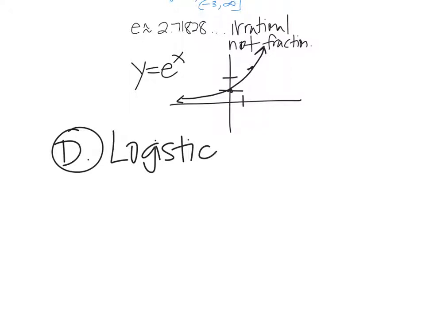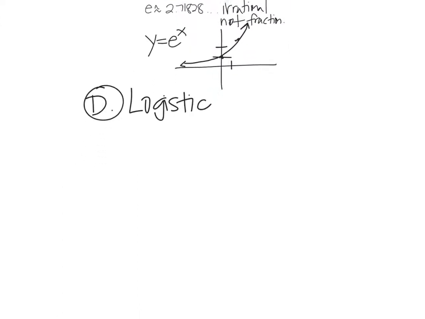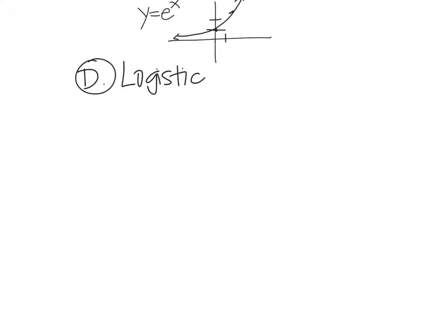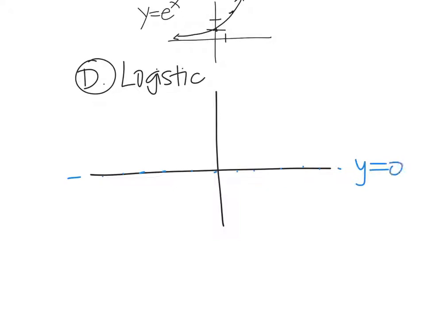Logistic. They don't have to do anything with logs, though. You're like, oh, okay, we're going to graph some logs. Nope. A logistic function looks like this. You're going to have an asymptote through y equals 0, and then another asymptote up top through y equals some number. I'll call it b. Okay?